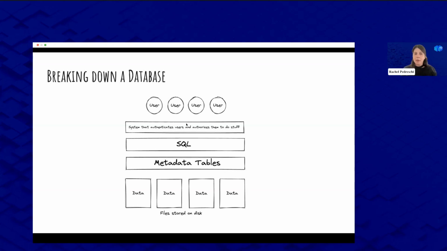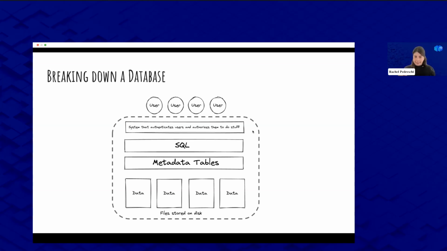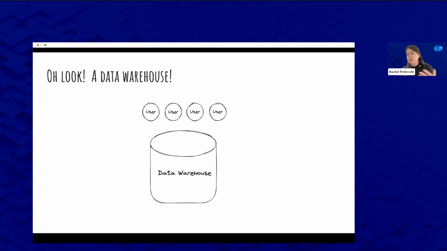And then you need a system that authenticates users and authorizes them to do stuff. You take all that together, and let's say that's a data warehouse or a database. It's an overly simplistic way of looking at it, but for the most part those are the basics.